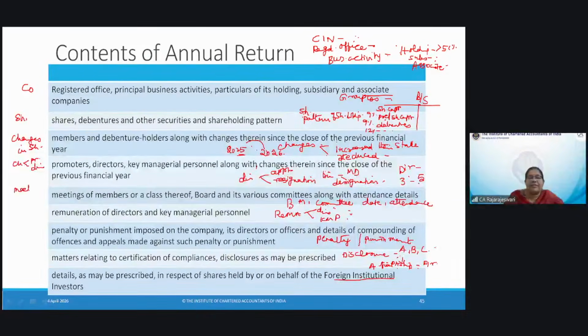What are all the meetings held, remuneration, and what are the penalty or punishment, then compliance and disclosure. Then here it will be foreign institutional investors, FIIs, we call it as. So those details you should have to elaborate. What are all the contents of the annual return?